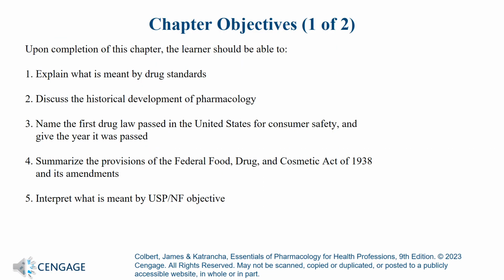Upon completion of this chapter, the learner should be able to explain what is meant by drug standards, discuss the historical development of pharmacology, name the first drug law passed in the United States for consumer safety and give the year it was passed, summarize the provisions of the Federal Food, Drug, and Cosmetic Act of 1938 and its amendments, and interpret what is meant by USP/NF objective.